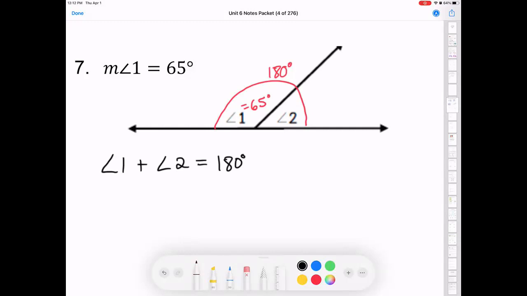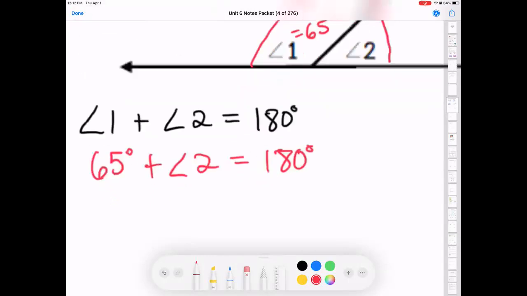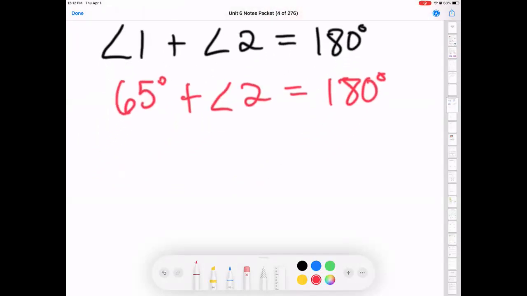Well, they told us what angle 1 is. So as a result, we can just dump in 65 degrees in for angle 1. No clue yet what angle 2 is, but I know it's going to total 180. And much like example 6, to solve for angle 2, you just have to subtract that other item over. Now, again, reiterating, you do need these steps. All right? You have to set up your equations. Now you solve. We're going to take away the 65 degrees from both sides.